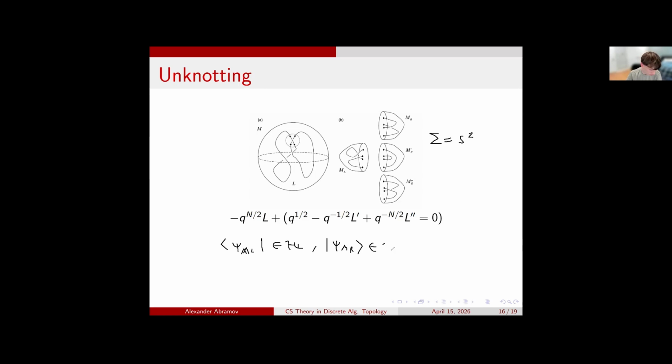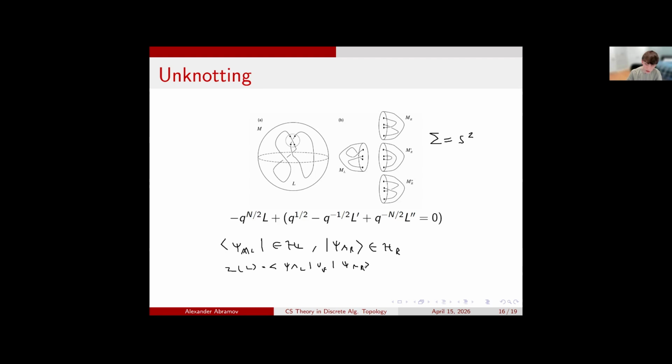So now that we have our Hilbert spaces, we can introduce our partition function Z of L as the inner product of phi ML with phi MR, while considering this UF, which is going to be our topology, with MR.